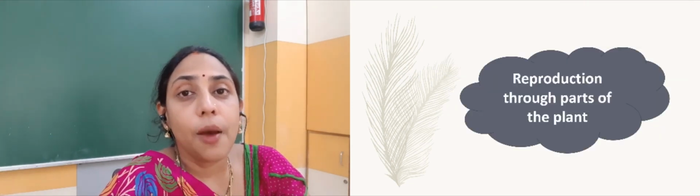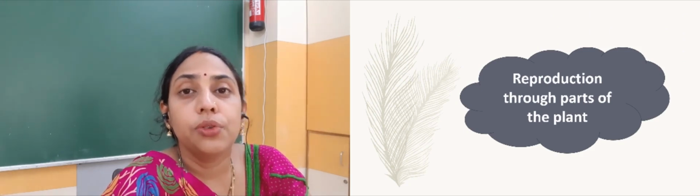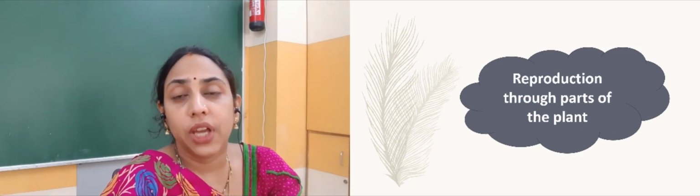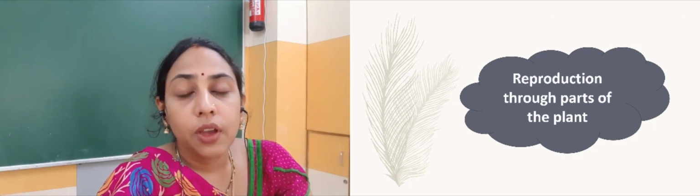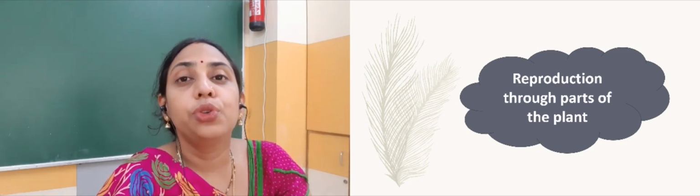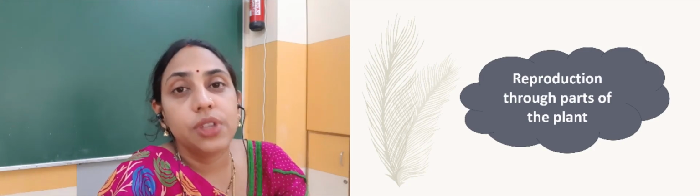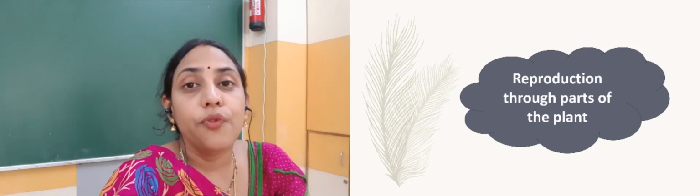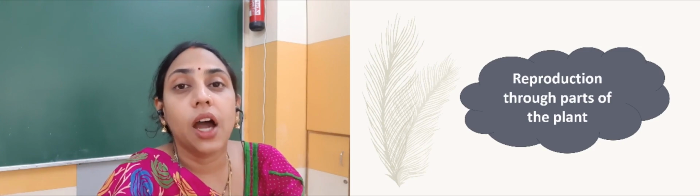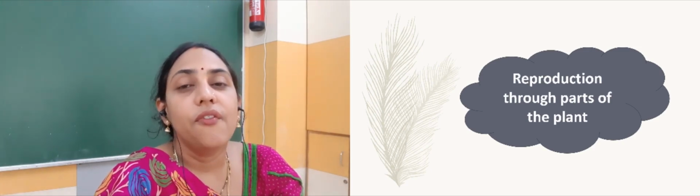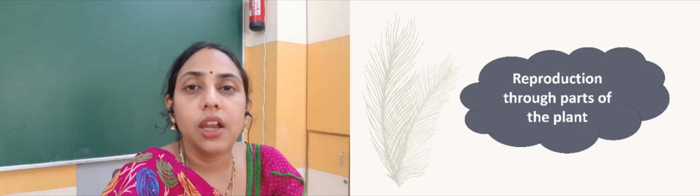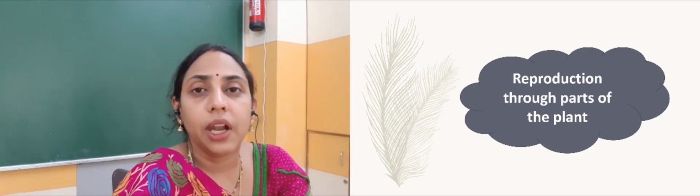Then some plants reproduce through vegetative propagation. Now, vegetative reproduction means what? Certain plants grow through the roots, some plants grow through the stem, some through leaves. So, when the different parts of the plant are used to get new plants, that is called vegetative reproduction, right, or we can say vegetative propagation, right.